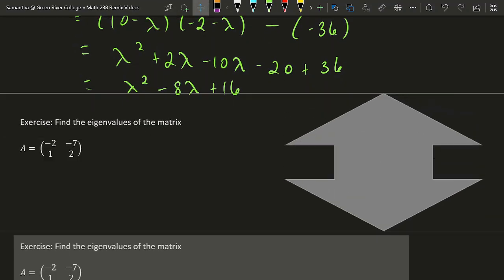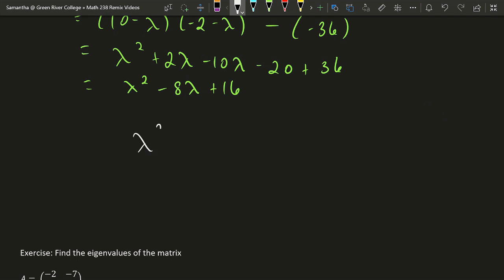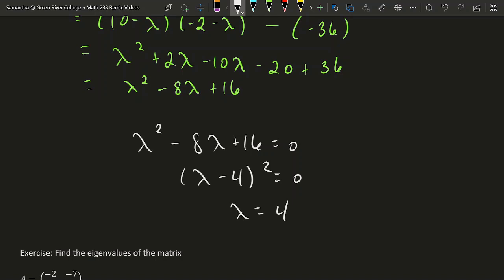Now if I set that quantity equal to 0, and I solve for the lambda value, then I find that we only have one eigenvalue here. Lambda is equal to 4.